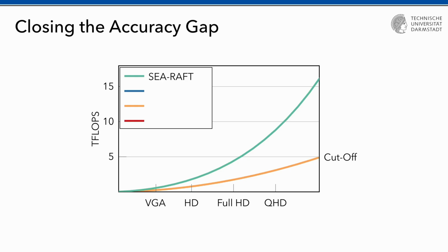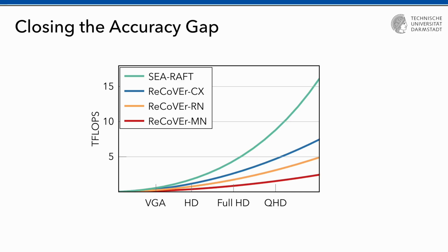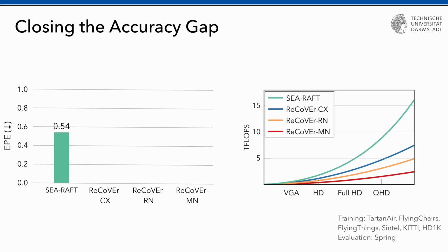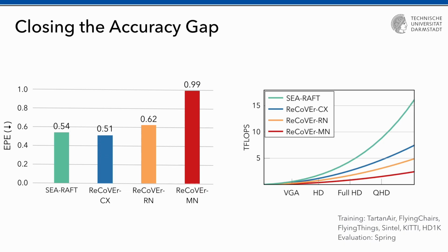To close the gap in accuracy, we use some of the freed-up compute budget to use a stronger backbone as the context network, shown here in blue. And to test even faster backbones, we also trained a more lightweight backbone, shown in red. We call our method Recover, and our different models are named CX, RN, and MN, corresponding to the used context network, namely ConvNeXt, ResNet, and MobileNet. They offer different trade-offs between accuracy and complexity. Notably, Recover CX outperforms the state-of-the-art method CRAFT on the Spring dataset.